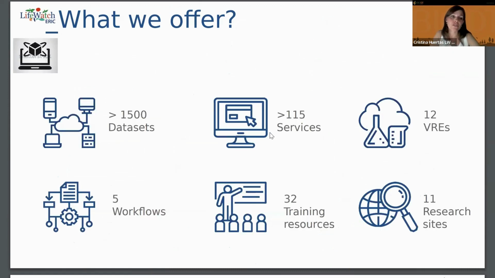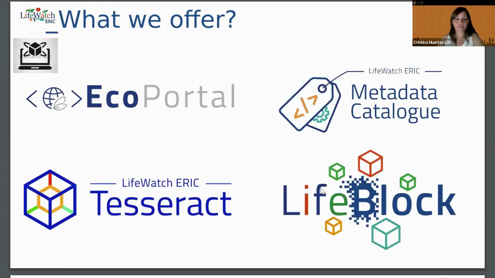We offer a prototype in TRL 6 with different research resources like datasets, services, virtual research environments, workflows, training resources, and research sites. Our core services are the Eco Portal, which is a semantic repository, the metadata catalog, the Tesseract that includes Jupyter Notebook as a service for virtual research environment development, and the Data Block for data and other resources discovery, management, provenance, and monitoring.